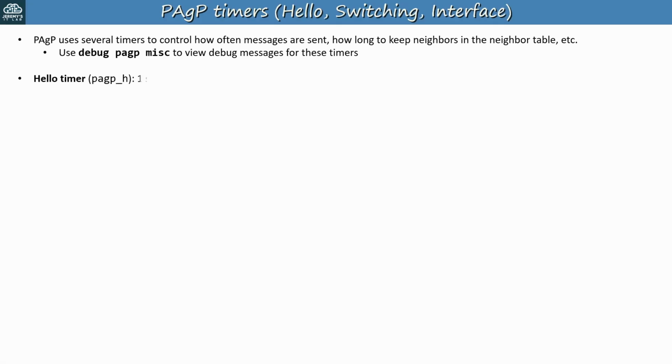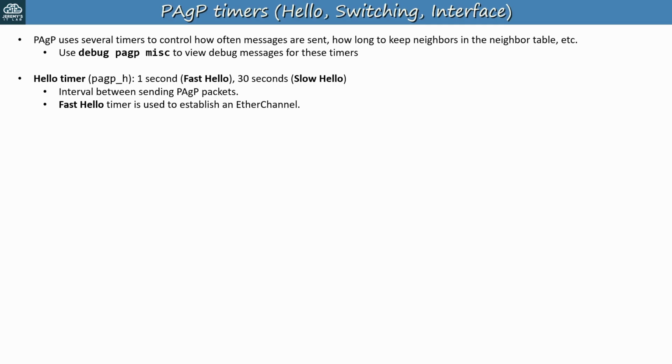First is the hello timer, which will appear as PAgP-H in debug output. It can be either 1 second, the fast hello timer, or 30 seconds, the slow hello timer. Of course, this timer controls the interval between sending PAgP packets. As I said previously, the fast hello timer is used to establish an EtherChannel, and the slow hello timer is used afterward to maintain the EtherChannel.